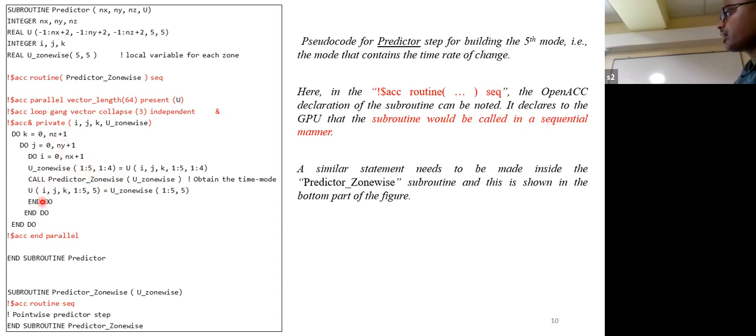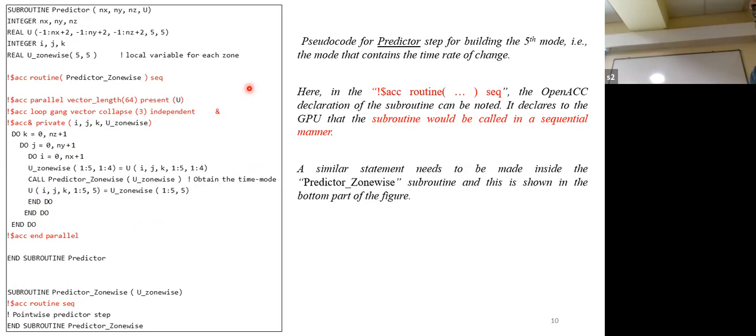This subroutine will be called in a sequential fashion by every core of the GPU, and it will be executed in a sequential fashion. So this has to be indicated to the GPU at two places. One, within the parent subroutine, the predictor subroutine, we say that this subroutine, predictor zone wise or cell wise, will be called in a sequential fashion. We have to indicate to the GPU here, as well as within the subroutine of the predictor zone wise: ACC routine seq.